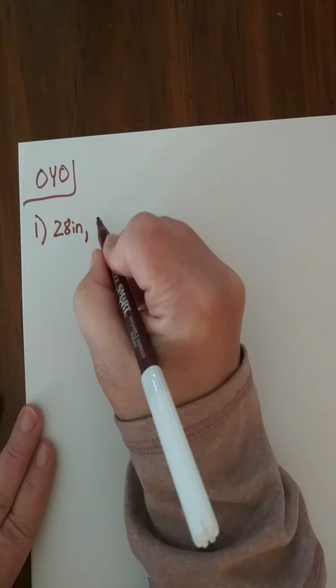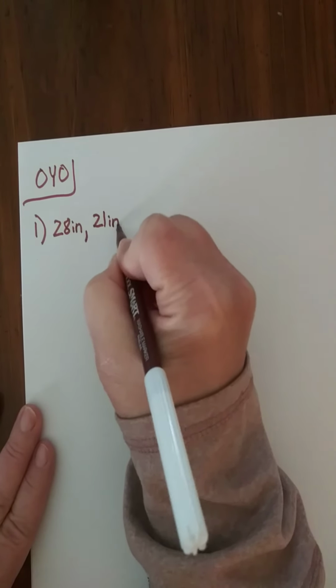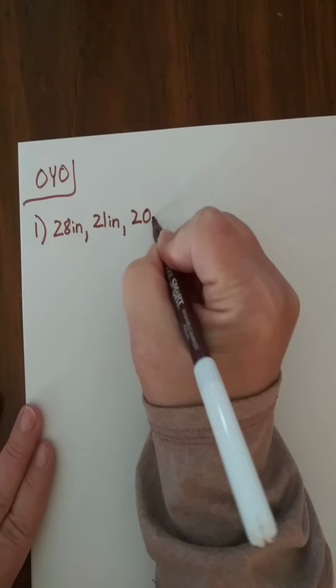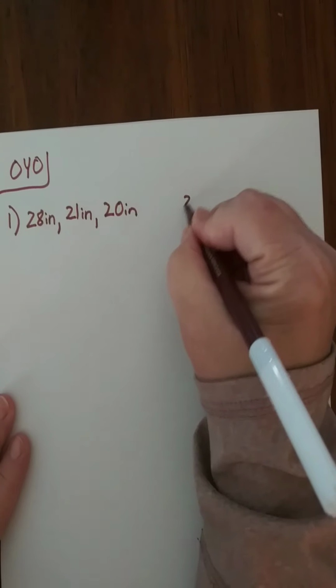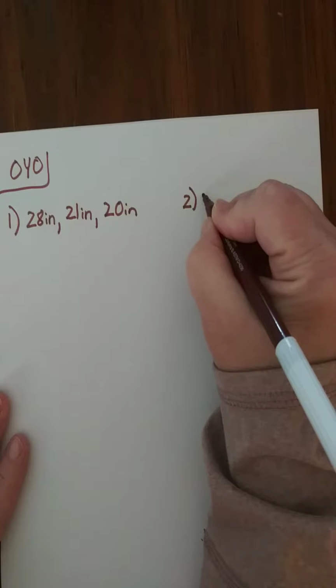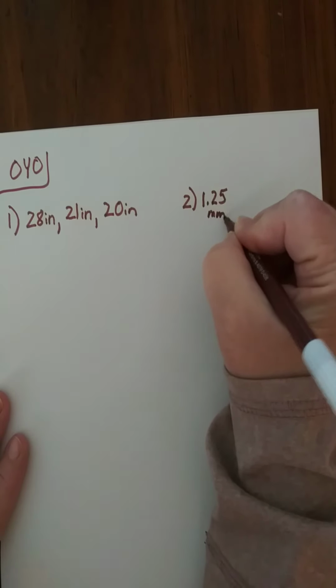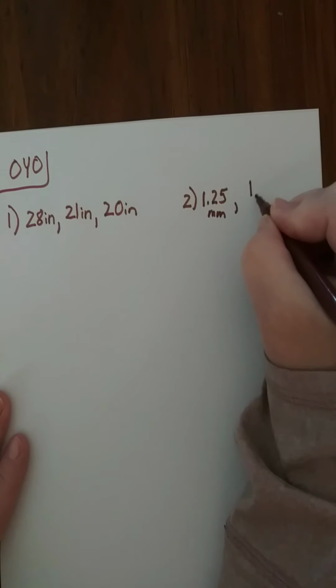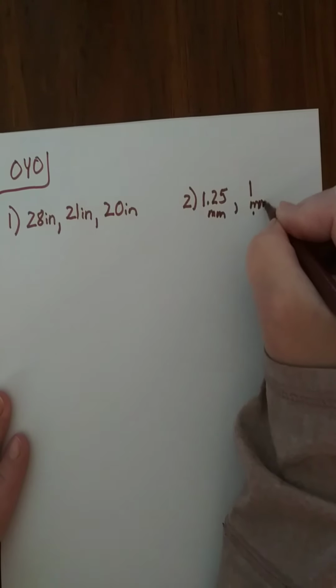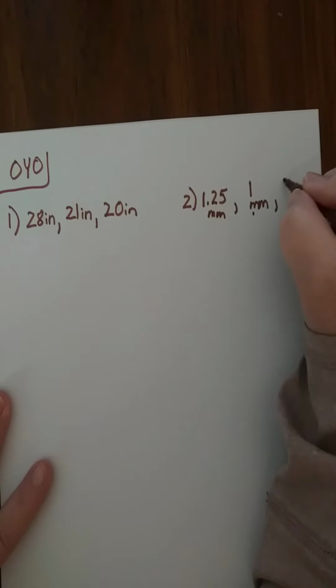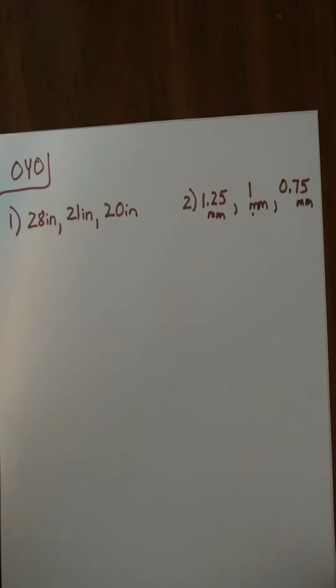The second measurement, 21 inches, and 20 inches. Okay. And number 2. First one is 1.25 millimeters, 1 millimeter, and 0.75 millimeters.